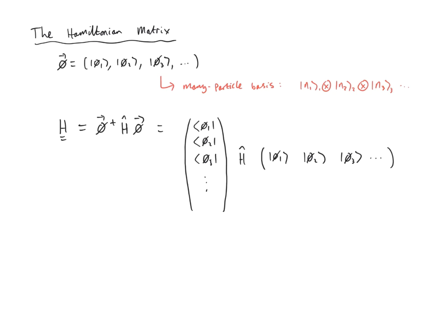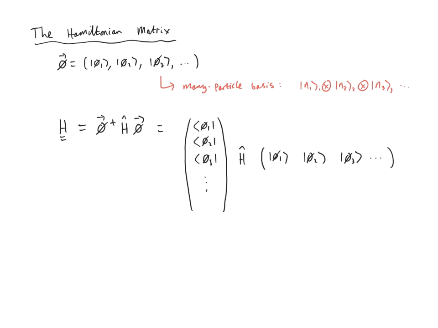So you can see how this works. First of all, I act on my state phi 1 with the Hamiltonian operator and see what that gives me. Then I consider the overlap of that object with the phi 1 bra, and then the overlap of that with phi 2 and phi 3, and so on. And this gives me a whole vector or column matrix for H acting on phi 1 and the overlap with all of the original basis states.